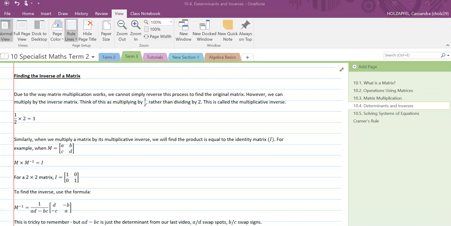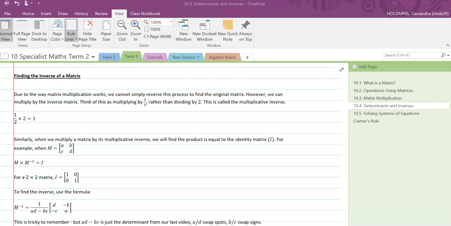So matrices actually have a very similar property. When we multiply a matrix by its multiplicative inverse, we should find that the product is equal to the identity matrix I. So for example, if we had a simple 2 by 2 matrix and we multiplied it by its multiplicative inverse, that should be equal to 1, 0, 0, 1, which is the identity matrix for a 2 by 2 matrix.